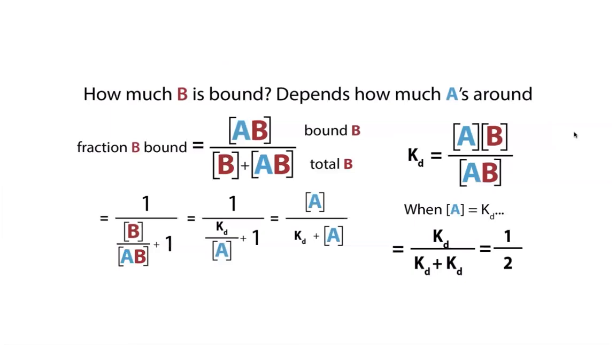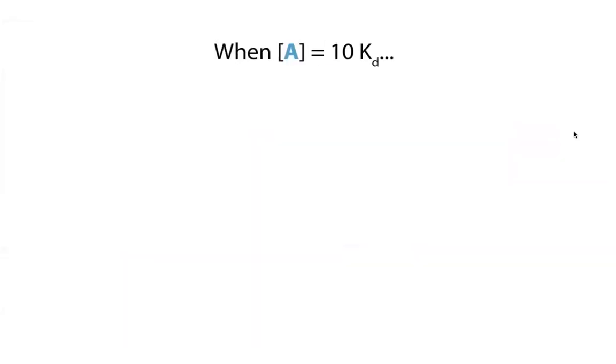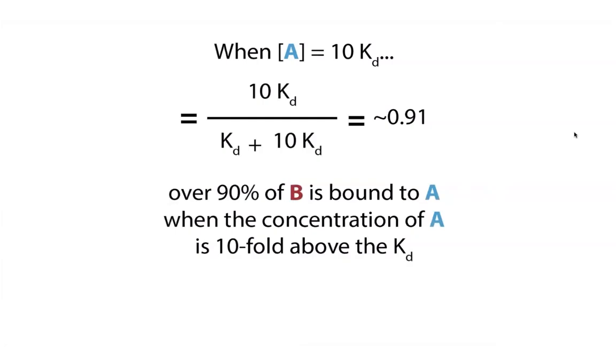But what if you're not at 1/2? We can use the same equation, the concentration of A over the concentration of Kd plus A, in order to find the concentration of B that is bound at any time. So what happens when your concentration of A is 10 times the Kd? Over 90% of B is bound to A when the concentration of A is 10-fold above the Kd.